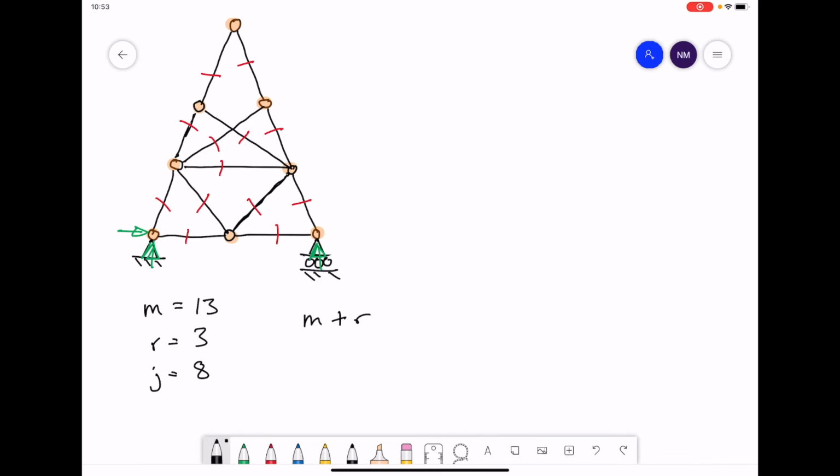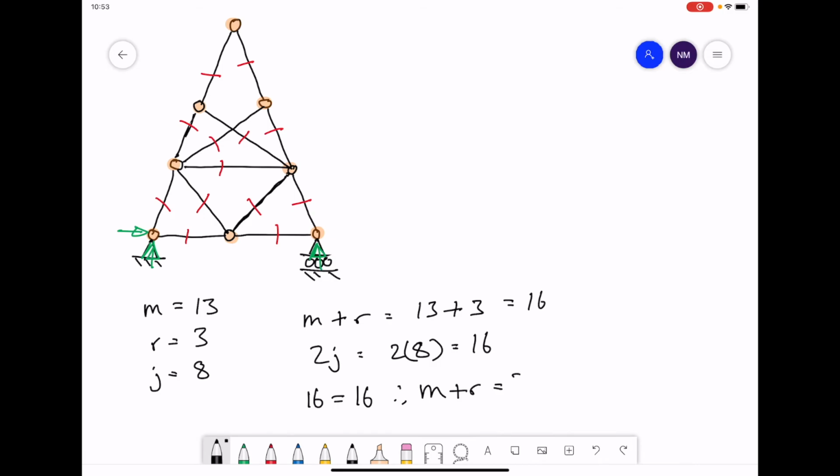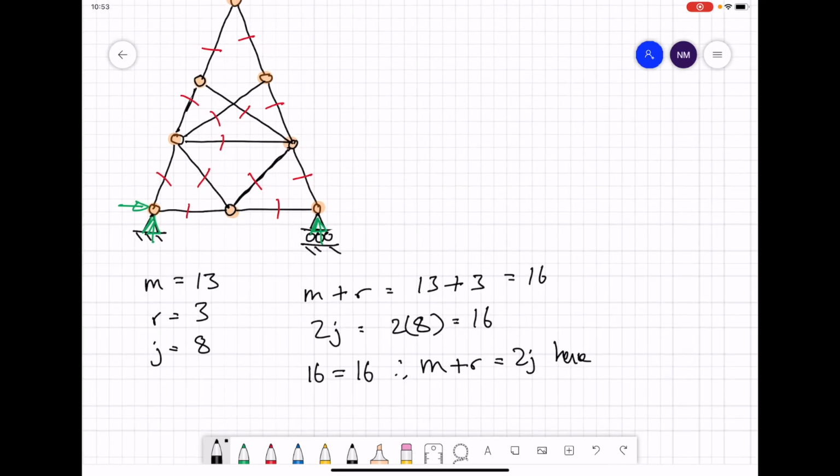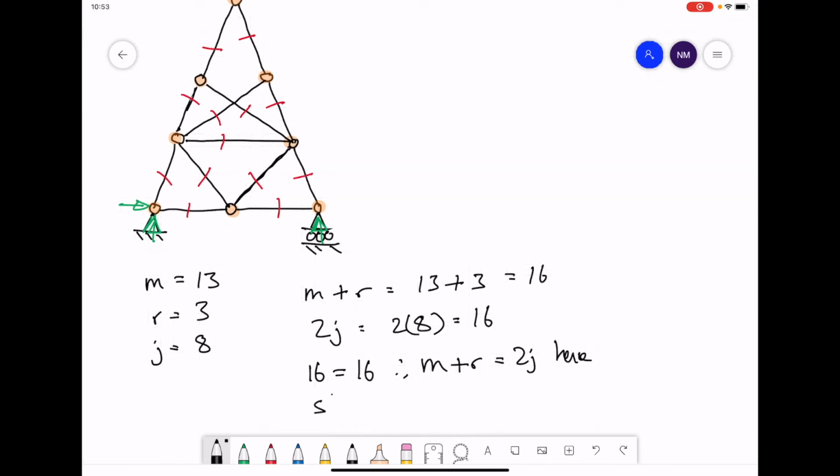M plus R is 13 plus 3, that gives you 16. 2J is 2 times 8, gives you 16. 16 is equal to 16, therefore M plus R equals 2J, hence statically determinate structure.